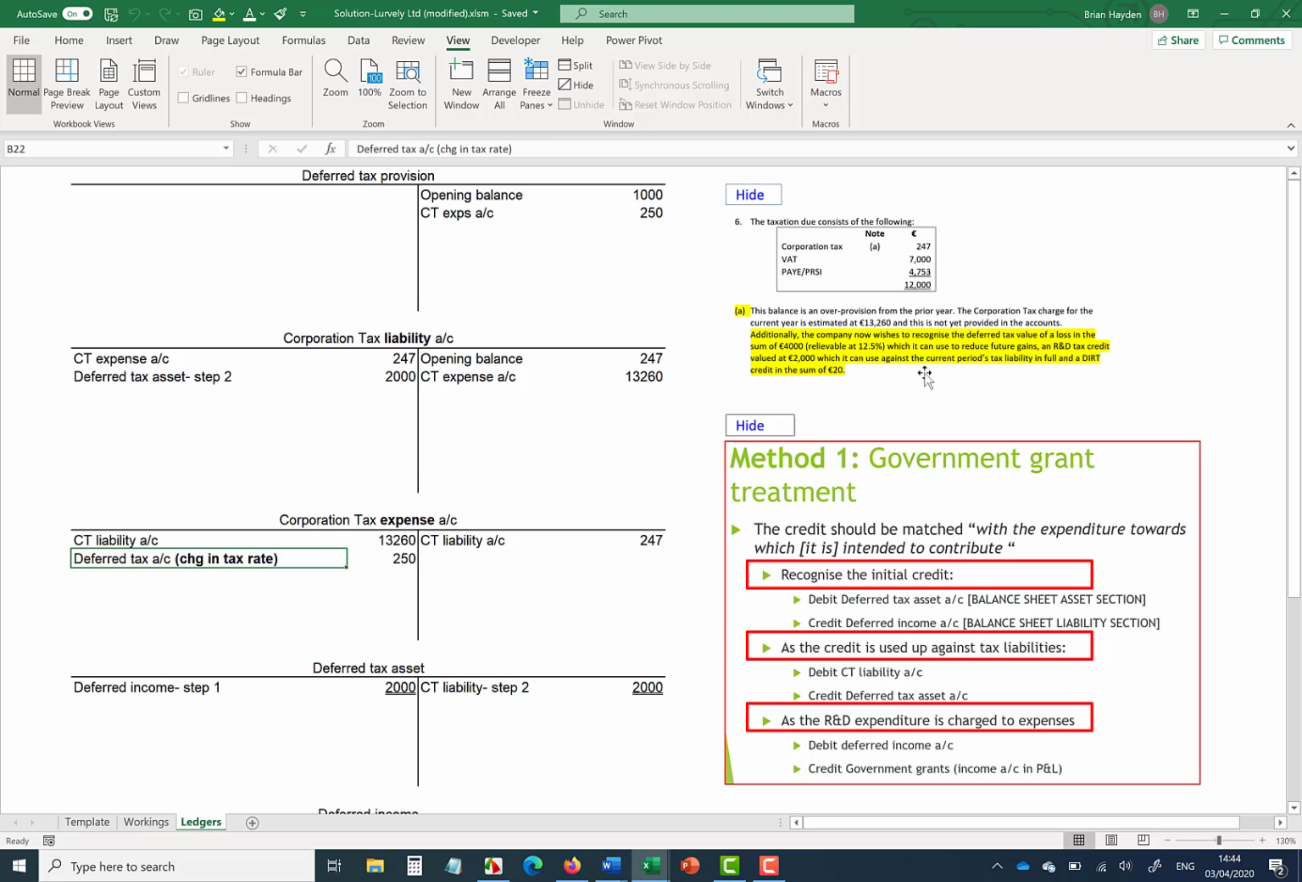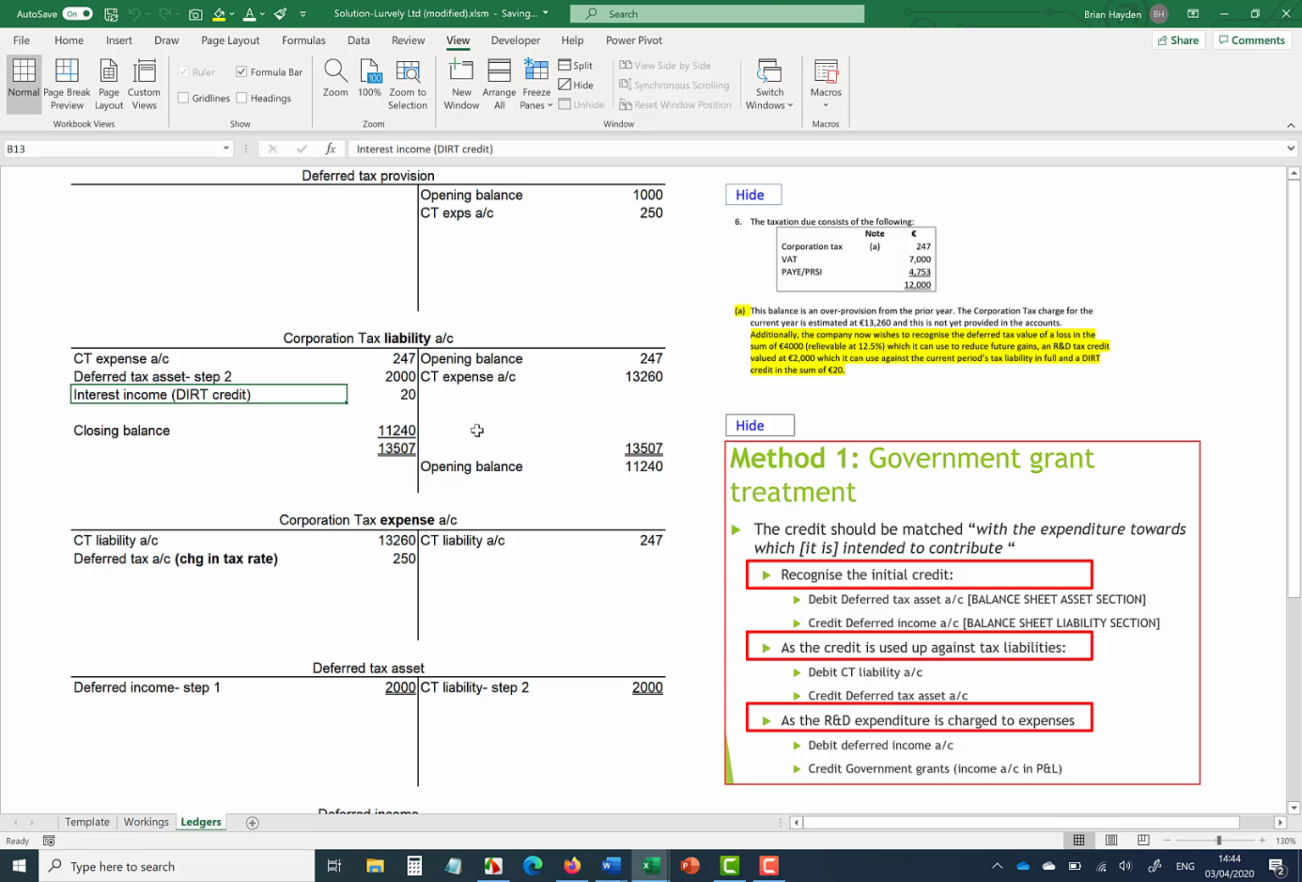Other things that we need to do, we need to put in the DIRT credit in the sum of €20. That's going to reduce my liability by 20. So debit the liability account by 20, and the corresponding credit would be in the income account, so your interest income would be shown gross. That gives us a closing balance of 11,240, which is essentially 13,260 less the 2,000 R&D credit, which brings you back to 11,260, less the €20 DIRT credit. So 11,240 is the balance on that.